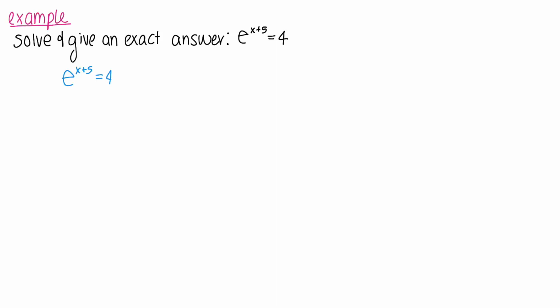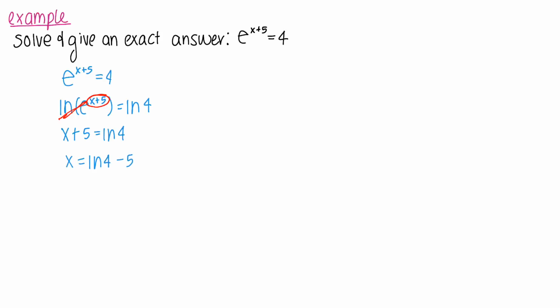Because it's an exponential problem, I'm going to start by taking ln on both sides. So ln of e raised to the x plus 5 is equal to ln of 4. The ln e's cancel, and we're left with just that exponent, and that's x plus 5 is equal to ln 4. Subtracting 5 off both sides, this is ln 4 minus 5.